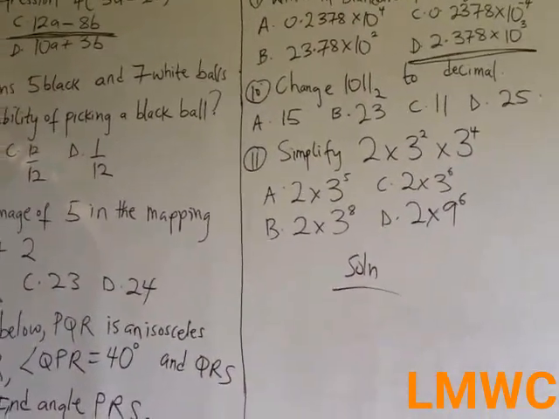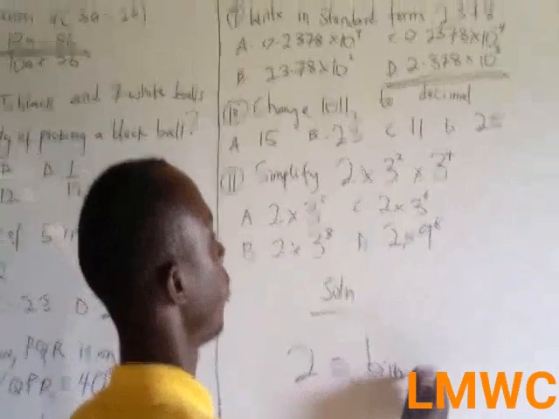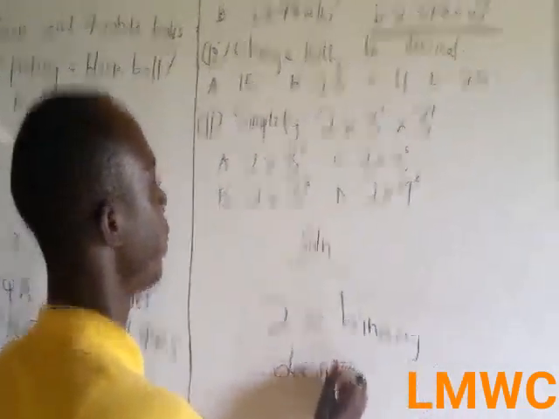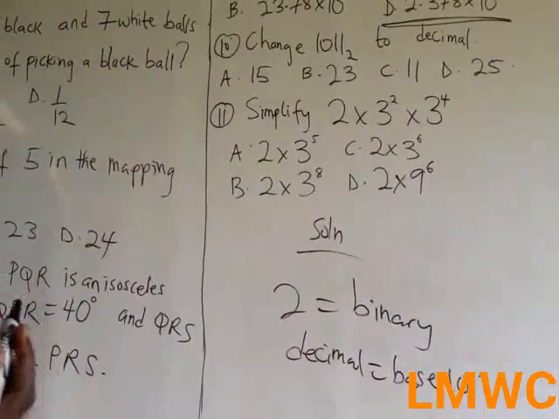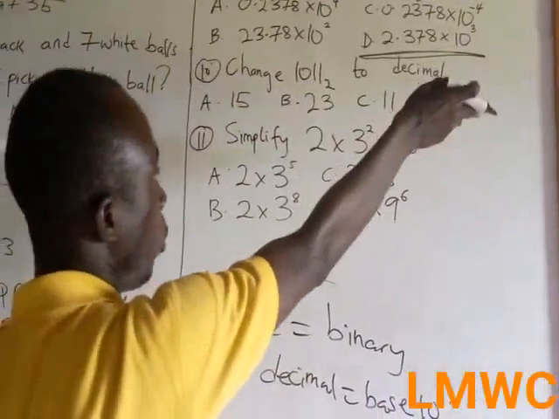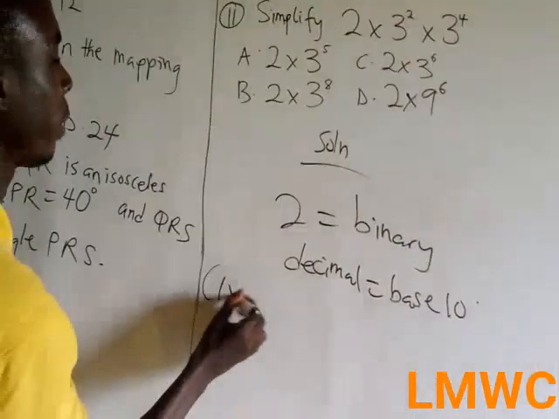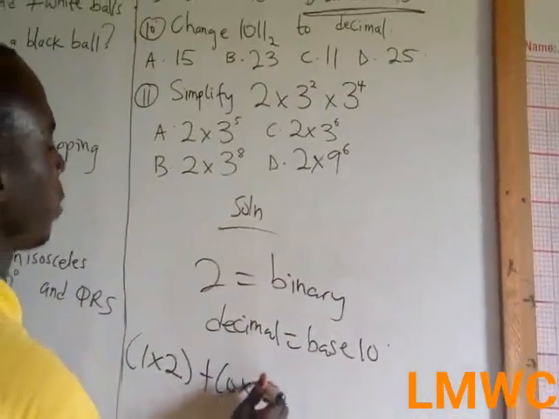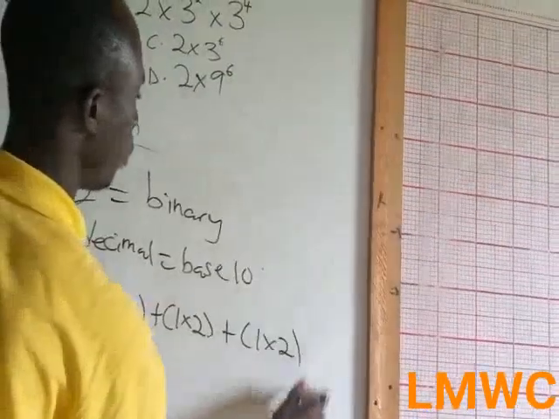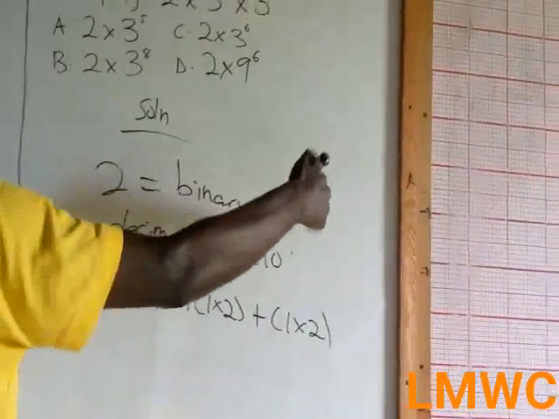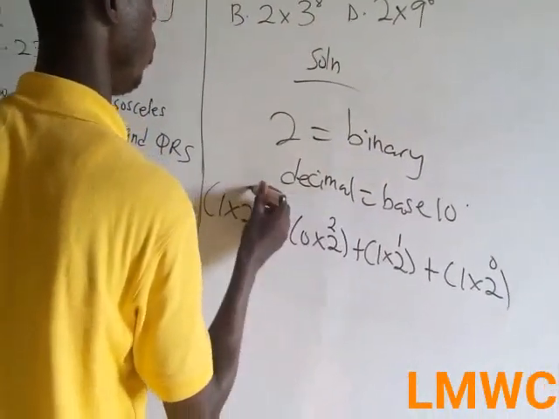Question 10 is on number basis or numeration system. Change 1011 base 2 to decimal, and base 2 is the same as binary. And decimal is the same as base 10. Take note. It's not difficult if you meet a question like this. So to change this to decimal, this is what you do. You multiply each digit by the base. So it becomes 1 times 2 plus 0 times 2 plus 1 times 2 plus 1 times 2. So you start naming the powers from right to left, but you start from 0. So 0, 1, 2, 3.